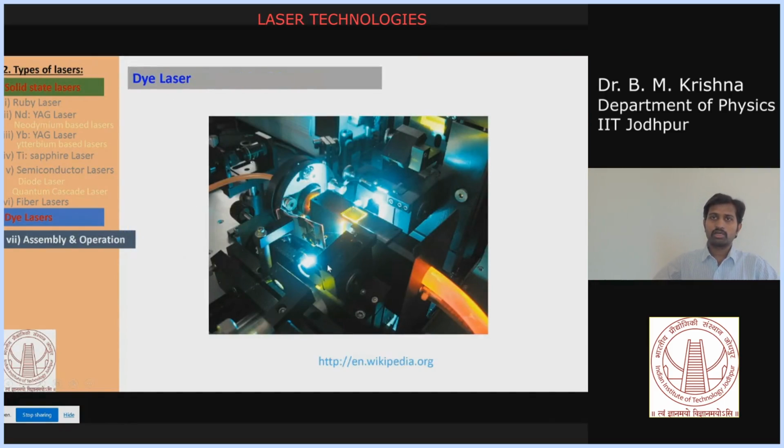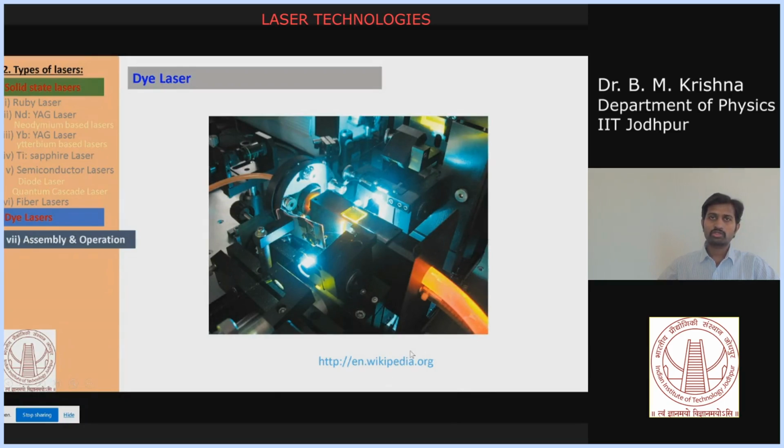Now the assembly and operation of this dye active medium. You take your dye active medium, and now you have a kind of laser assembly. These are the pipelines to circulate the dye. You have your dye container, a big container of dye, which will be held at the bottom of your optical table or somewhere suitable.